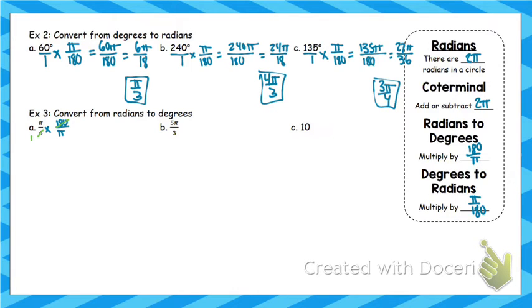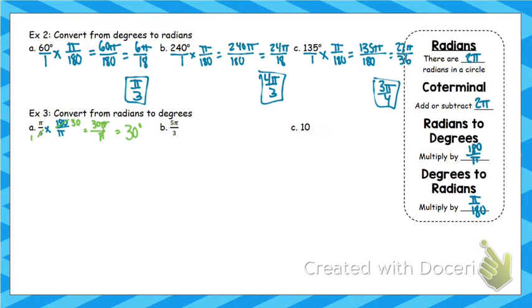So I can do 6 divided by 6, and I can do 180 divided by 6. And now I can go ahead and multiply. That's just a little bit simpler, and it gives us smaller numbers to work with. Again, those pi's cancel out, so I end up with 30 degrees.